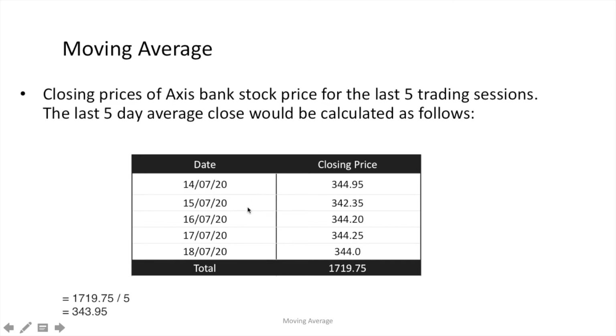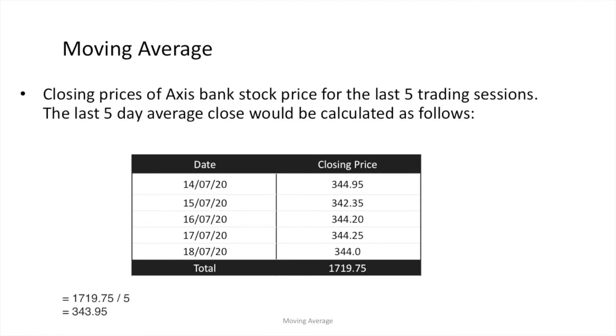In the same way, if you want to calculate the 20-day moving average, you take the closing price of the last 20 days of Axis Bank, calculate the sum and divide by 20. So it will give the 20-day moving average. If you want to calculate the 100-day moving average, you take the closing price of the last 100 days, make the sum and divide by 100. So it will give the moving average of the last 100 days.